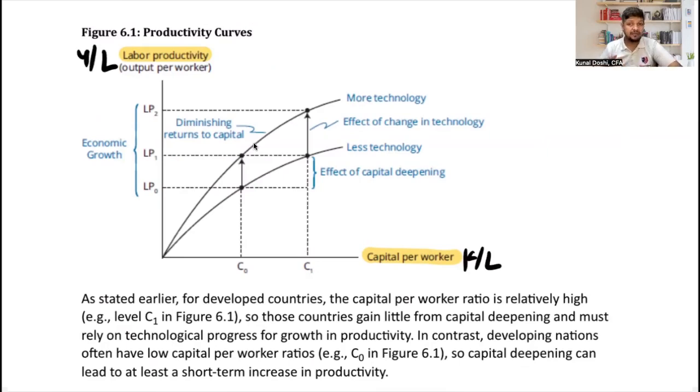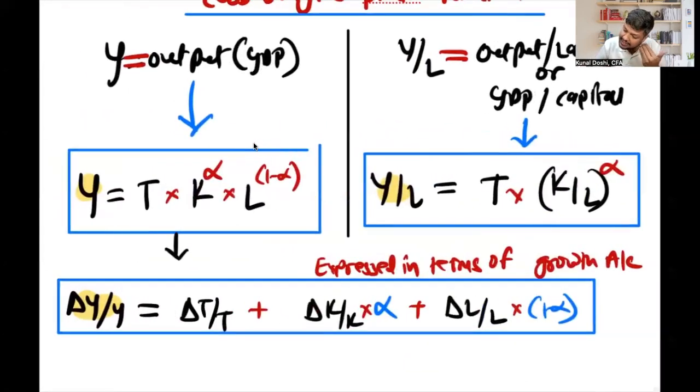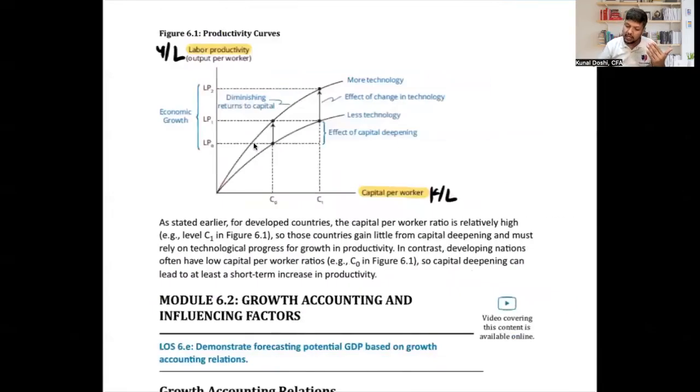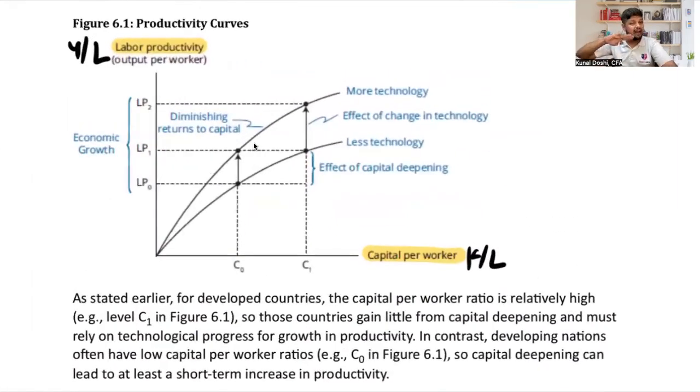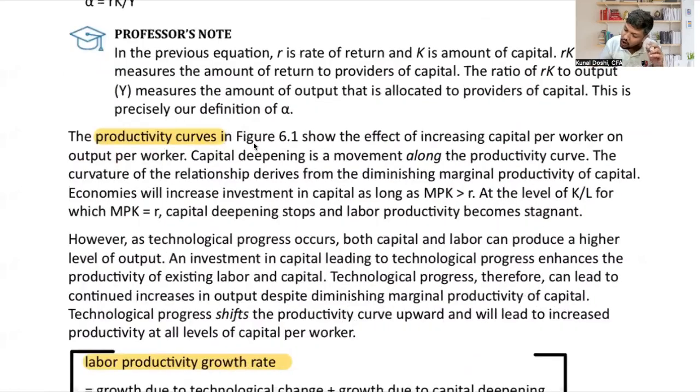Remember our equation, output per labor is K divided by L. And what will drive both? The technology. If you see output per labor and capital per labor, between both is technology. So let me show you how it looks. See, the graph is going up. What is the productivity curve? The productivity curve shows the effect of increasing capital per worker on the output per worker.